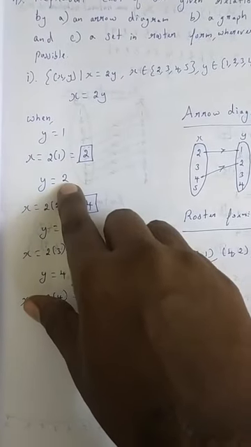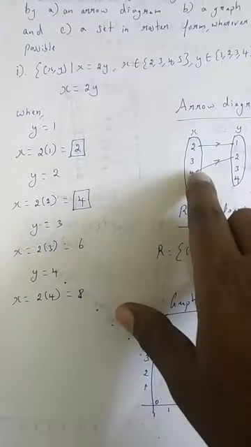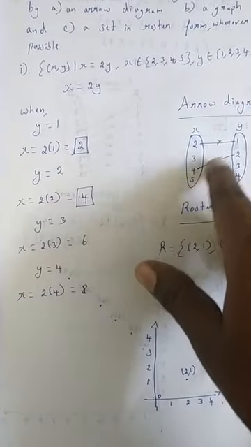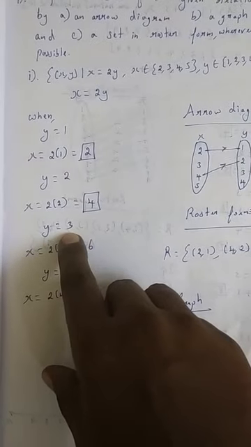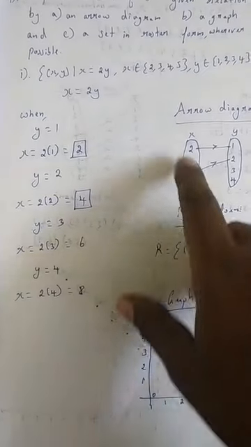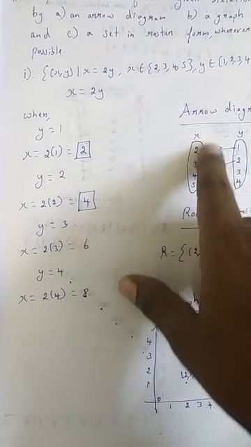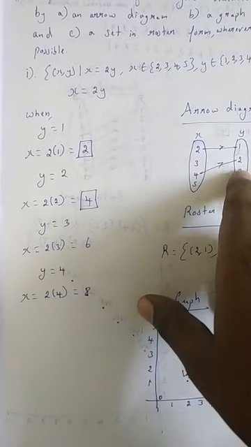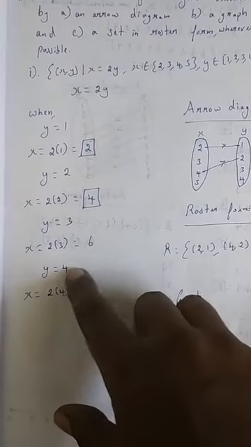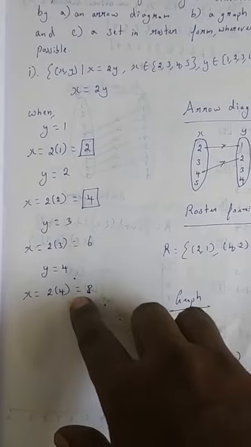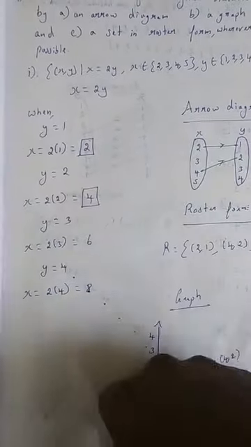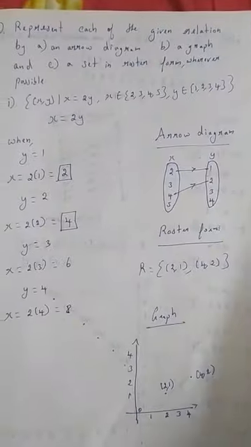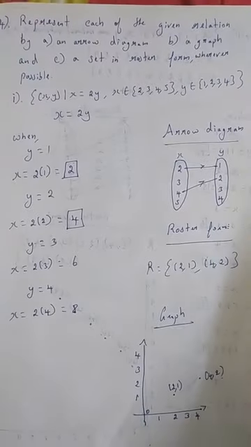Next one, when y is equal to 2, x is 4. X 4 and y 2. Therefore, this 4 and this 2 are connected. Next one is when y is equal to 3, x is 6. We don't have element 6 in this set. So this 3 is not connected to anywhere. The same way, when y is equal to 4, x is 8. 8 is also not here. So this 4 is not connected to anywhere here. So that's all about arrow diagram. Only 2, 1 and 4, 2 are connected.